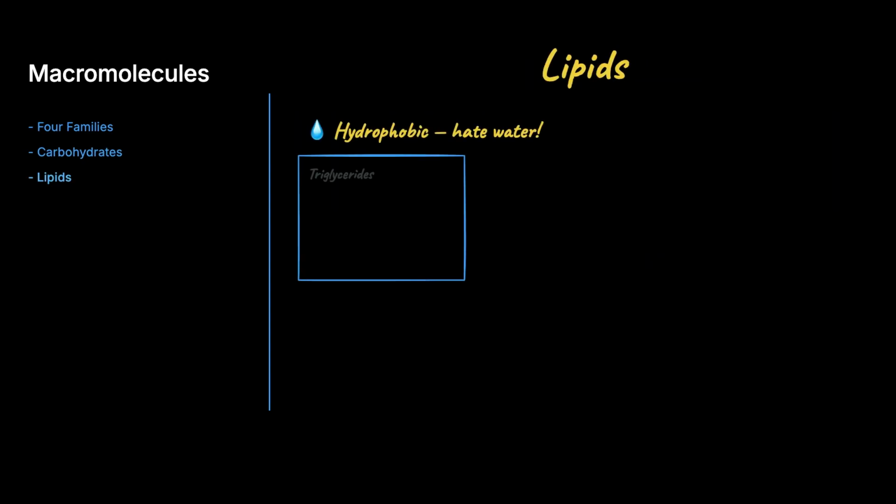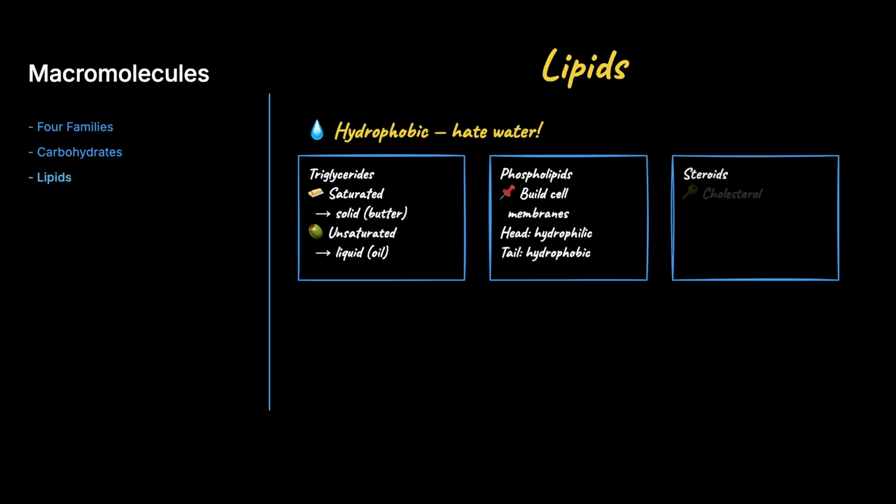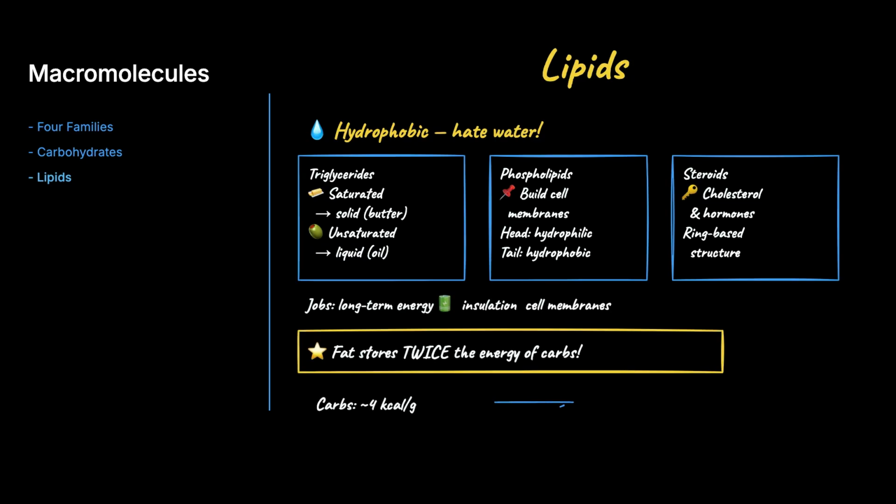Lipids are next, and the one thing they share is hating water. Their jobs are impressive: long-term energy storage, insulation, and forming every cell membrane. 3 types matter. Triglycerides are your fats, saturated ones solid like butter, unsaturated liquid like oil. Phospholipids build membranes. Steroids include cholesterol and hormones. Notice fat stores twice the energy of carbohydrates.